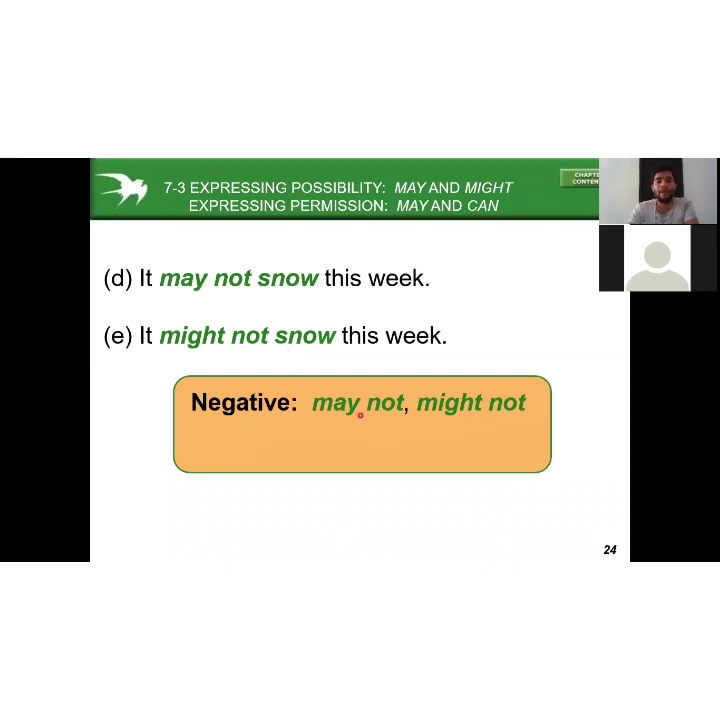So the negative form for may is always may not, and might not in the case of might. Remember, may not has no contraction and might not has no contraction. So don't invent it, please. You never say mightn't because it's not possible, right? No contractions for them. I think that's clear. Is this clear then? Yes. All right, this is what we have to say for possibility.